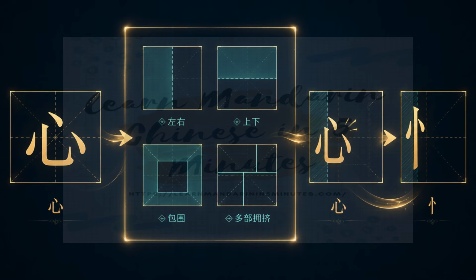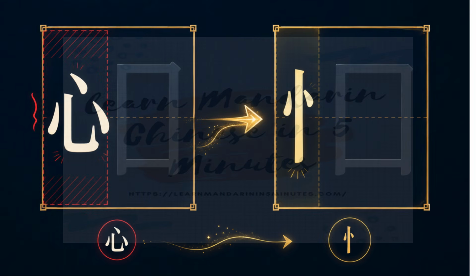Chinese characters are written inside an imaginary square, but that square can be divided in many ways. A character may have a left side and a right side. It may have a top and a bottom. It may surround another component, or several components may compete for space inside the same square. The full form sin is relatively wide.